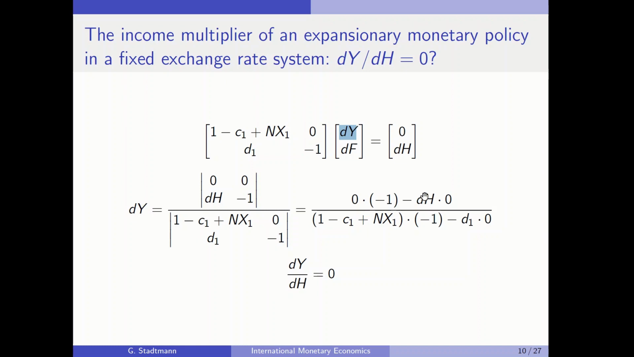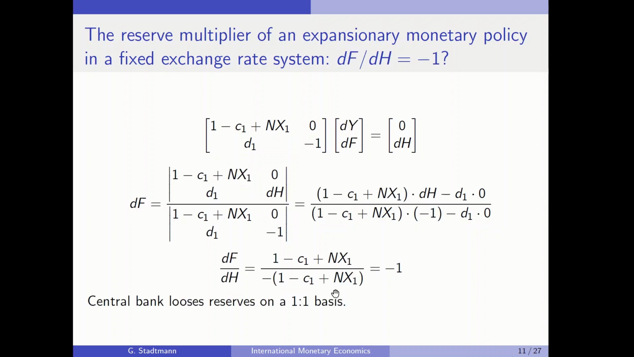When we put this dh on the other hand side of the equation, we get dy over dh is equal to 0. Therefore, the formal analysis confirms the graphical result. An expansionary monetary policy does not affect the GDP level.